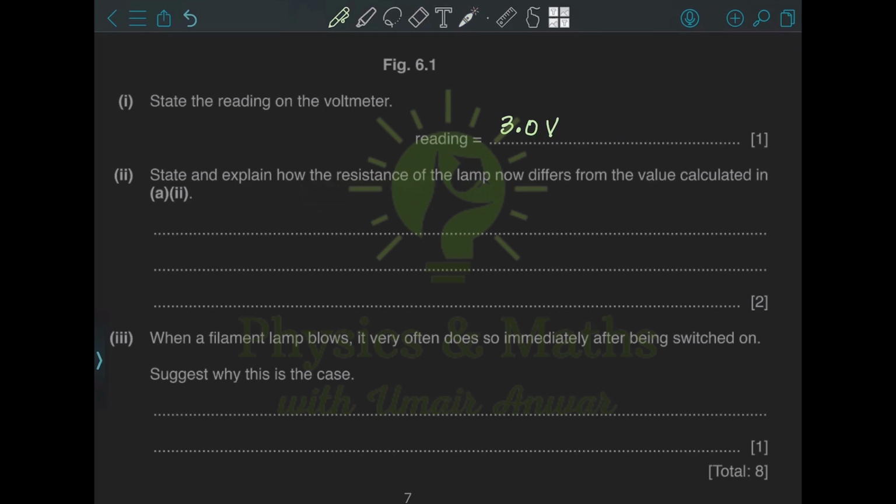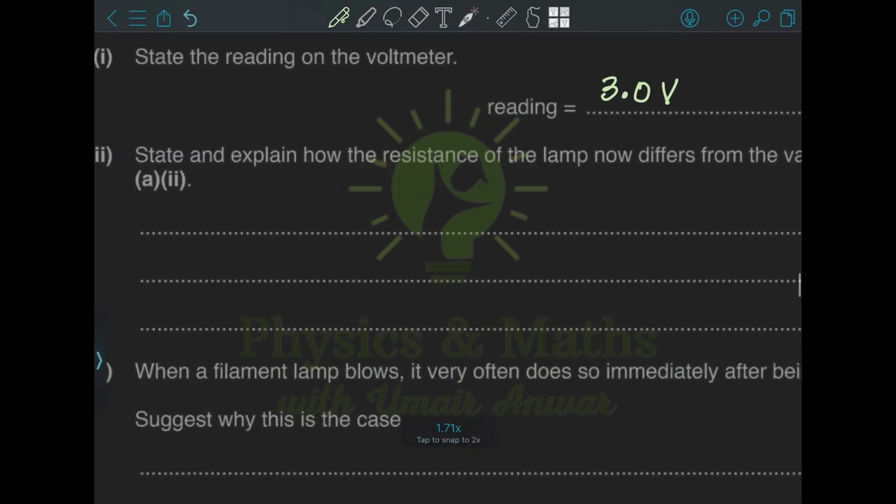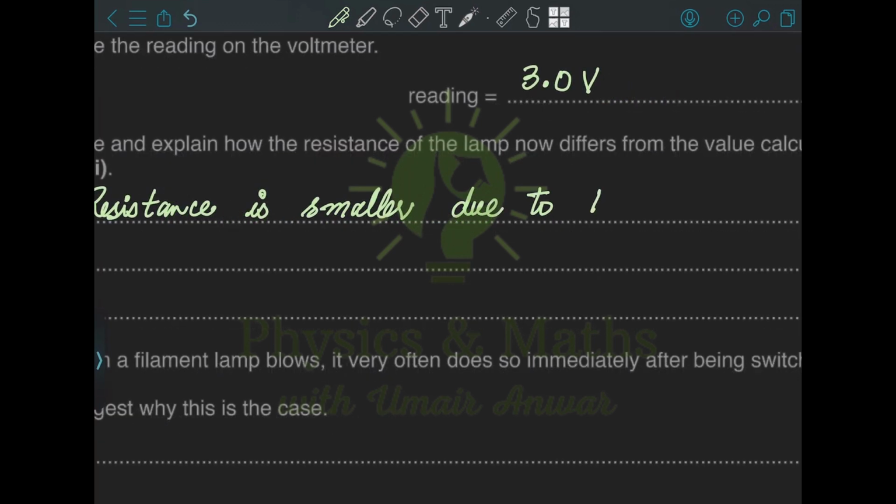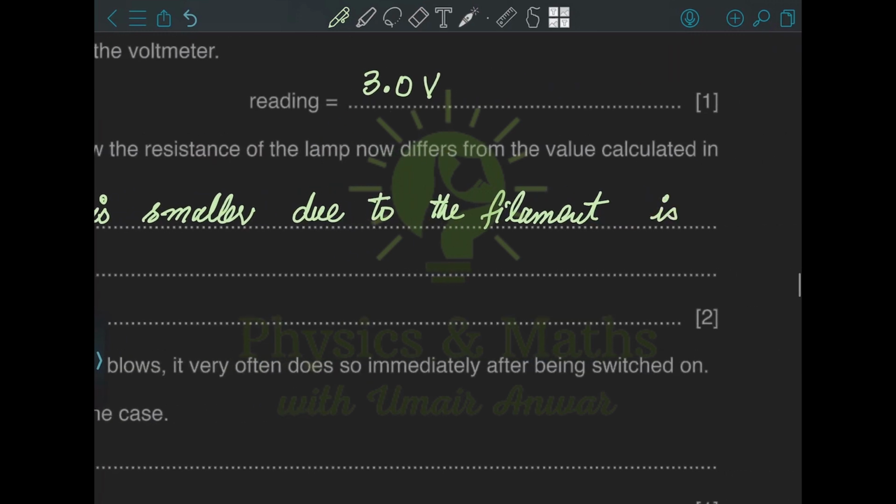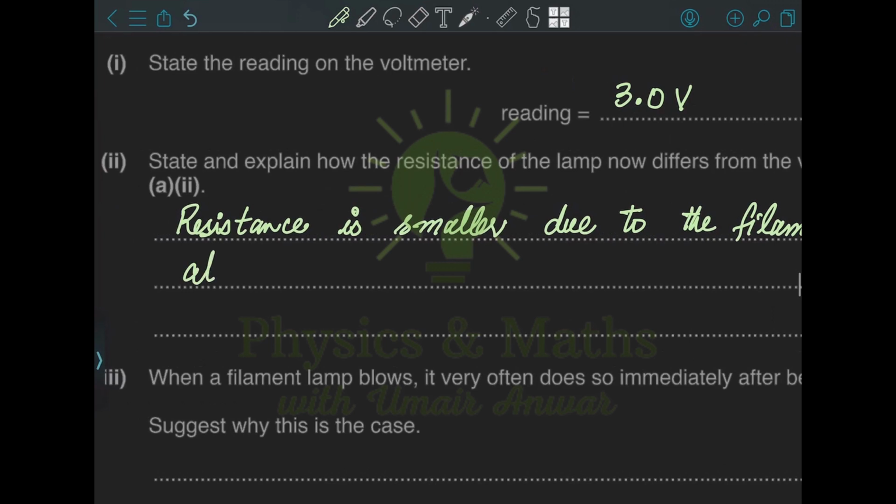So the first thing is its resistance is smaller, and the reason is due to the filament is at a lower temperature.